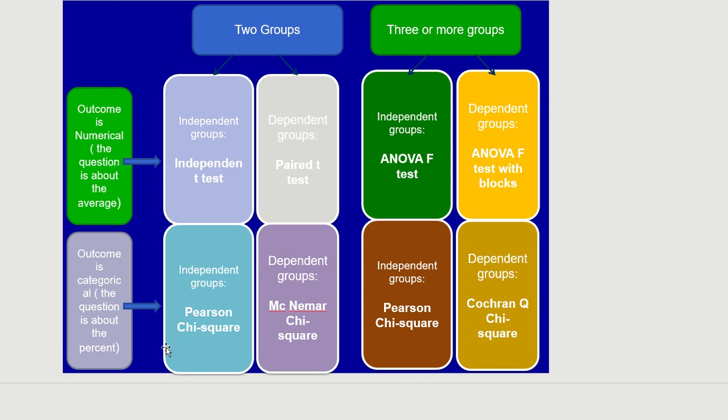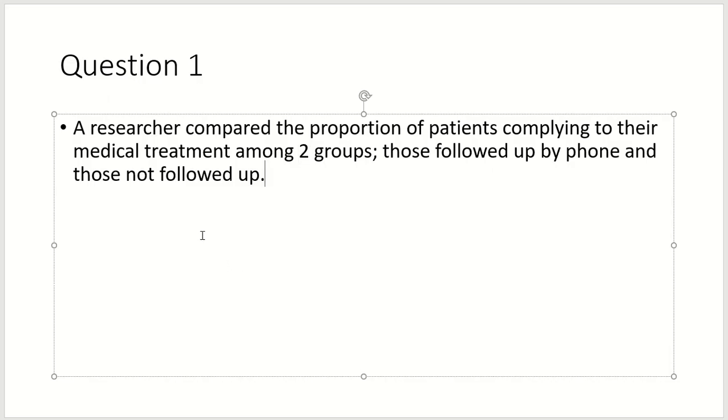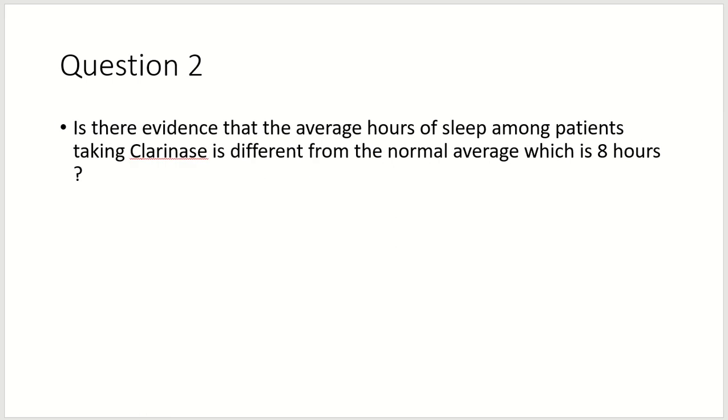Now, in the Pearson chi-square, how do you set up the null hypothesis? You're going to say that the proportion of complying with medication in those followed by phone is equal to the proportion of patients complying to their medical treatment not followed. The alternative hypothesis, these two are not the same. Your dependent variable, this is your outcome, complying to their medical treatment, and your independent is whether they were followed or not followed. Okay?